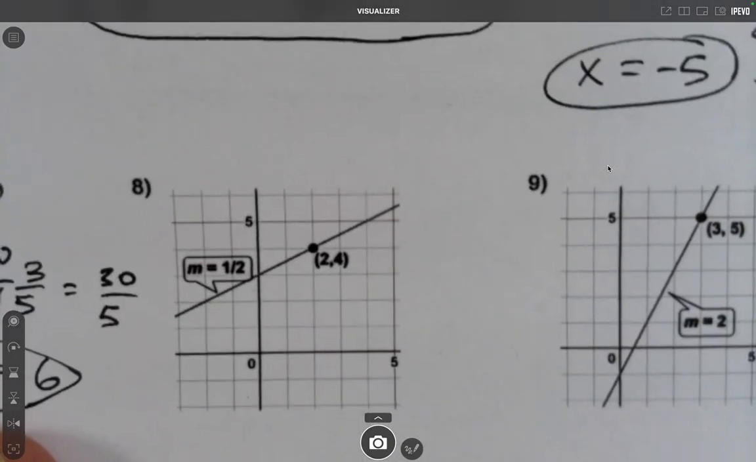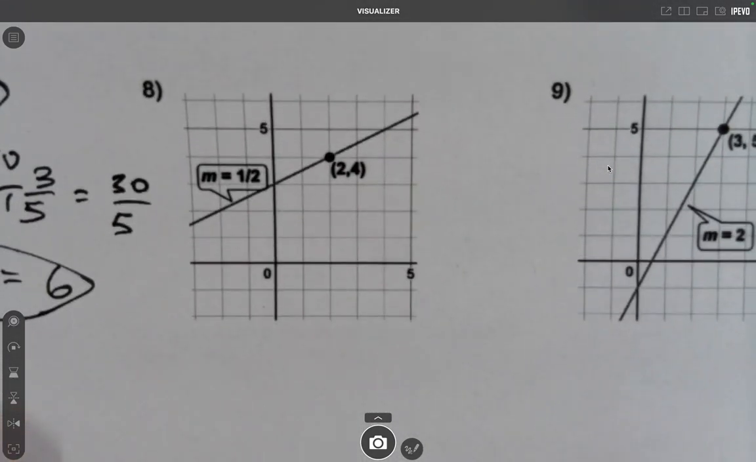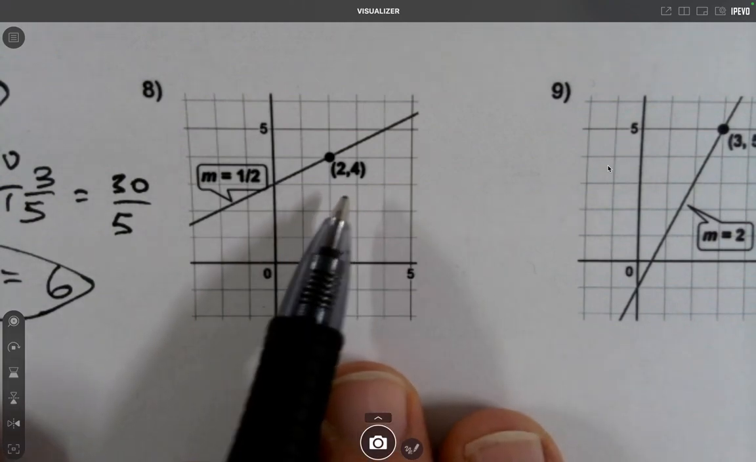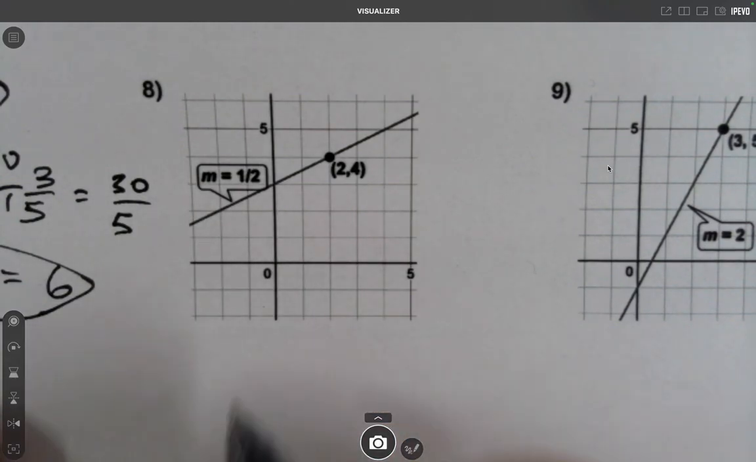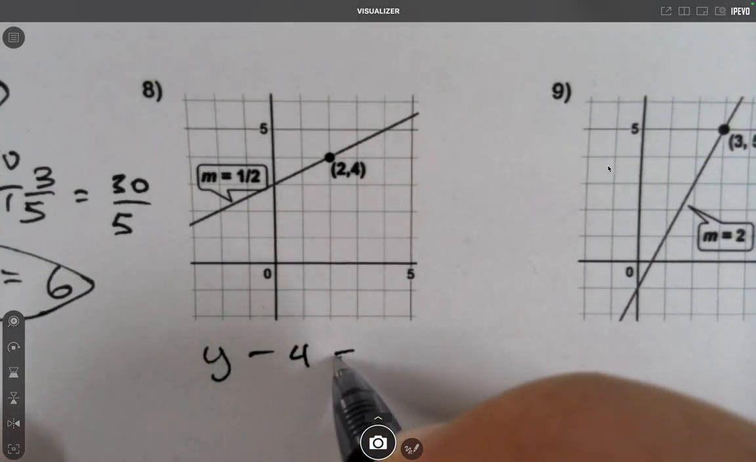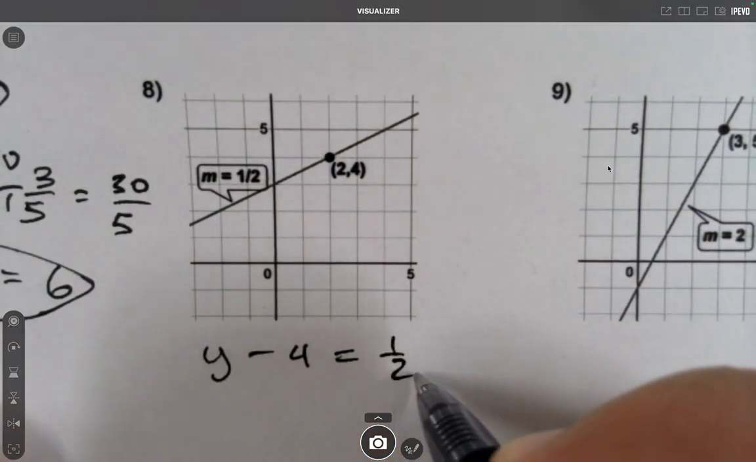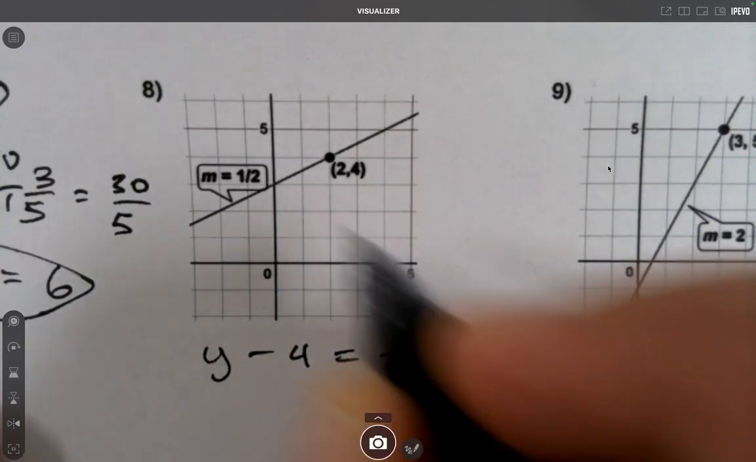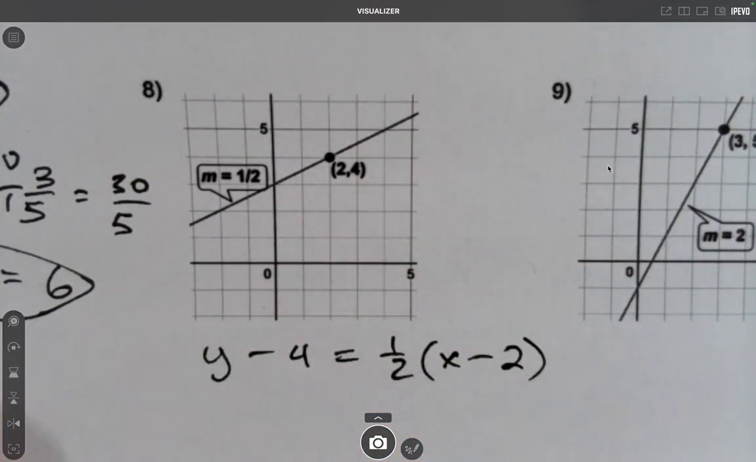Okay, you can do this with graphs as well. This may seem a little harder, but it's really the exact same information we were given on the other one, a point and a slope. So I would do y minus the y value, which is 4, equals the slope, which is 1/2, times x minus the x value, which is 2.